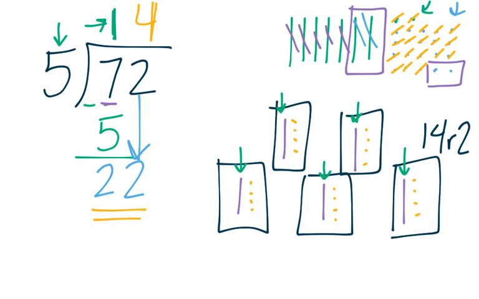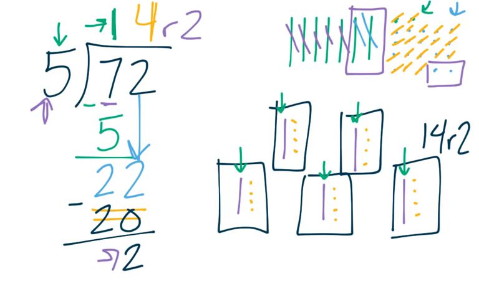Now I have to figure out how many of those 1s I am using, so I'm going to multiply 5 times 4, and I get 20. I'm going to subtract, and I'm left with 2. Now I don't have anything else to bring down, and my 2 right here on the bottom is less than my divisor of 5, so I know that this is my remainder. And if we look at our answer, 14 remainder 2, it's the same as our answer over here.